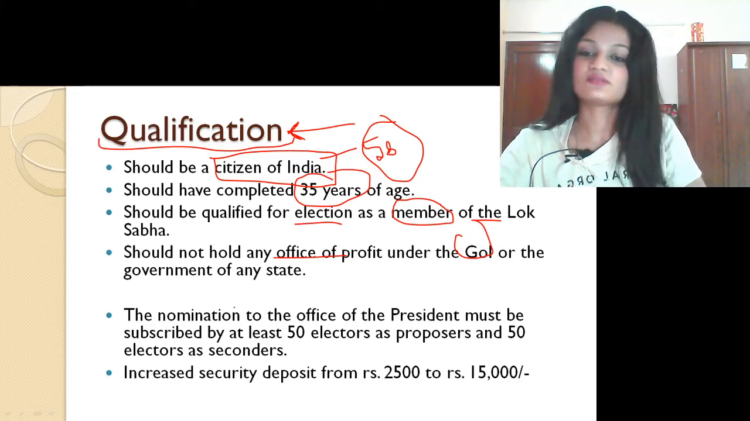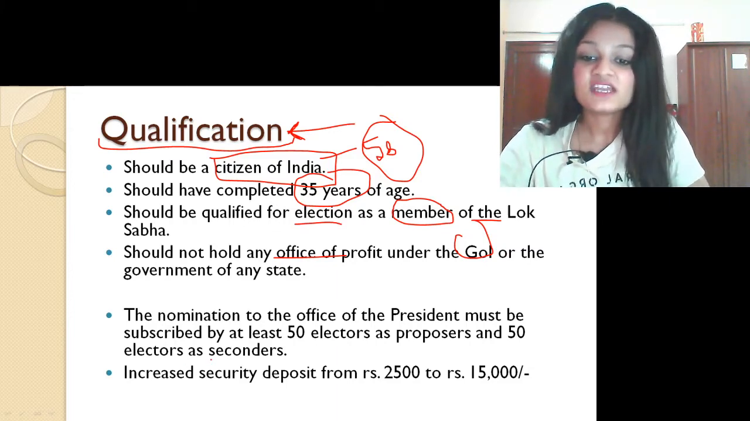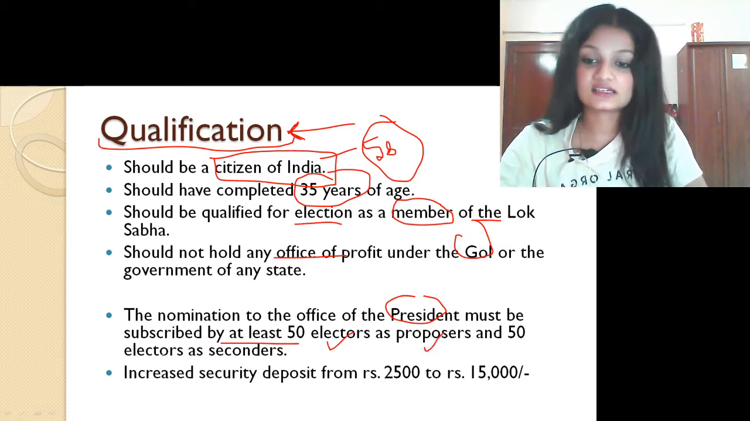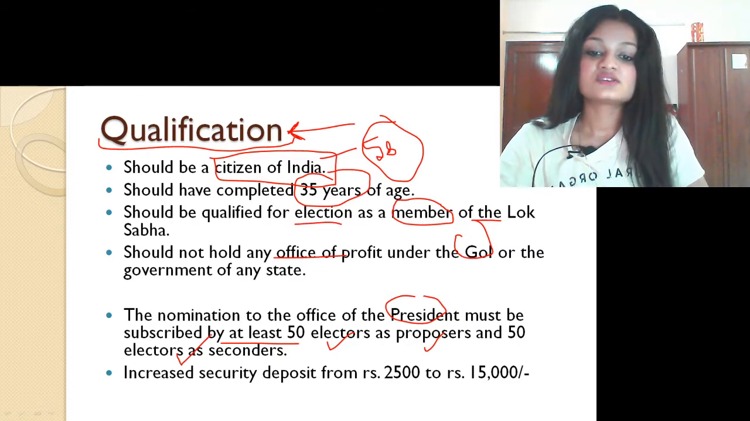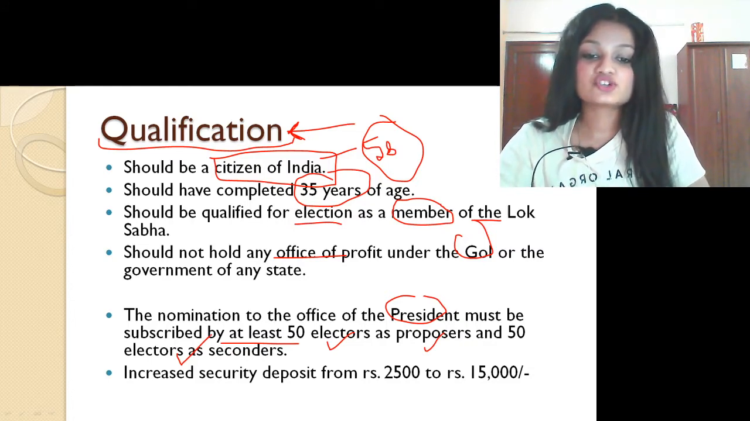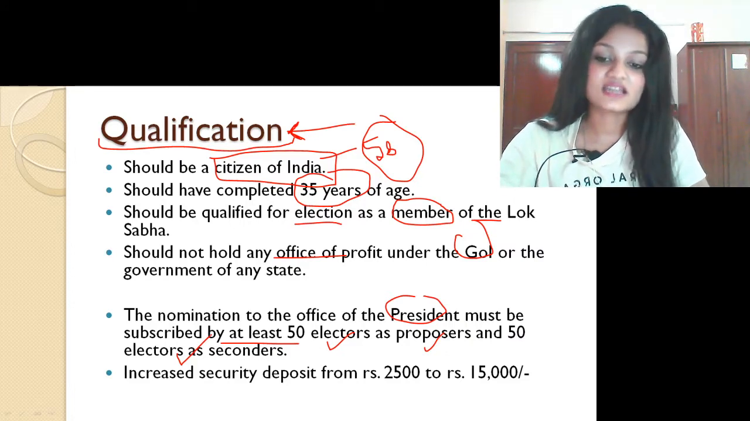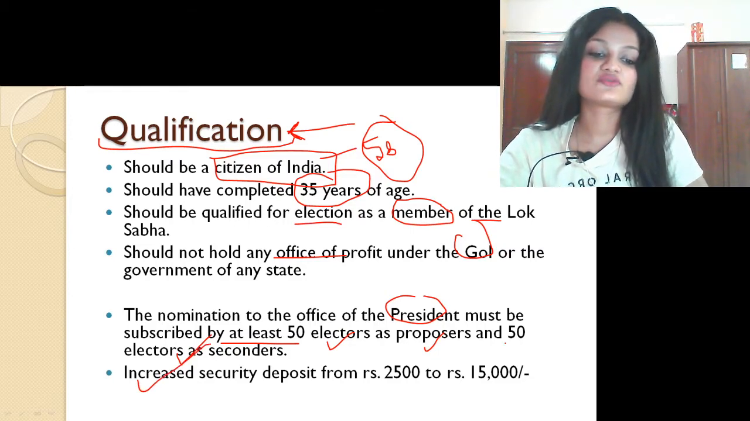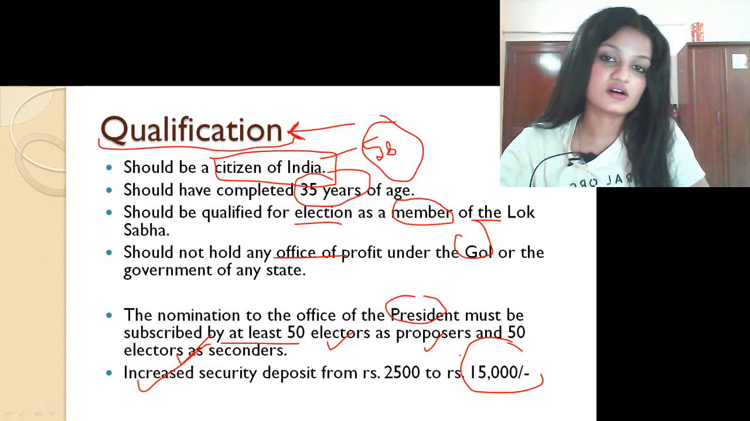It is also important to remember that the nomination to the office of the president must be subscribed by at least 50 electors as proposers and 50 electors as seconders. This means that whenever the office of the president is being nominated, 50 people should be proposing it and 50 electors should be seconding that proposal. He also has to make an increased security deposit of rupees 15,000. Earlier it was rupees 2,500.